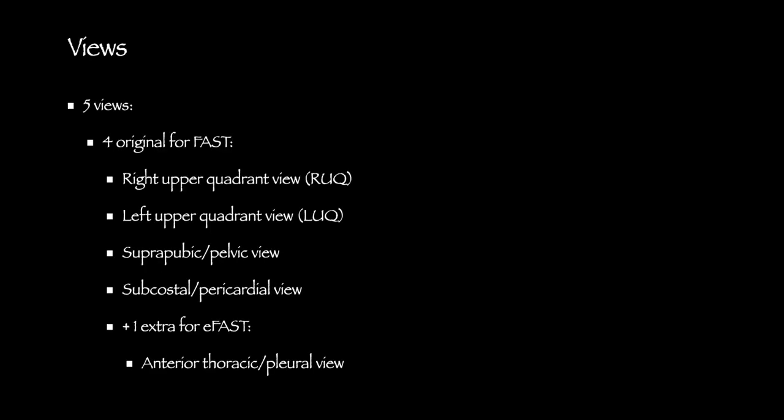5 views are required to perform this scan. The first 4 are the right upper quadrant view, the left upper quadrant view, the suprapubic view, and the subcostal view. All of these views looking for the presence of free fluid. And then there's one extra view that's been added in what is called eFAST or extended FAST, and this is the pleural view or the anterior thoracic view, which looks for the presence of lung sliding.